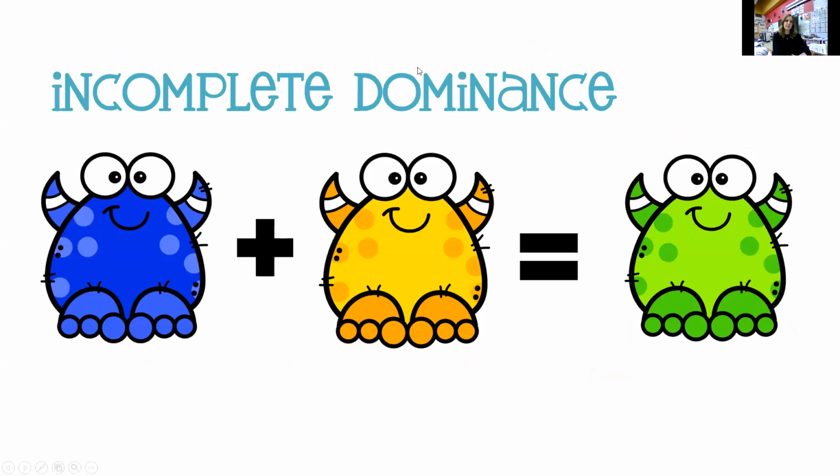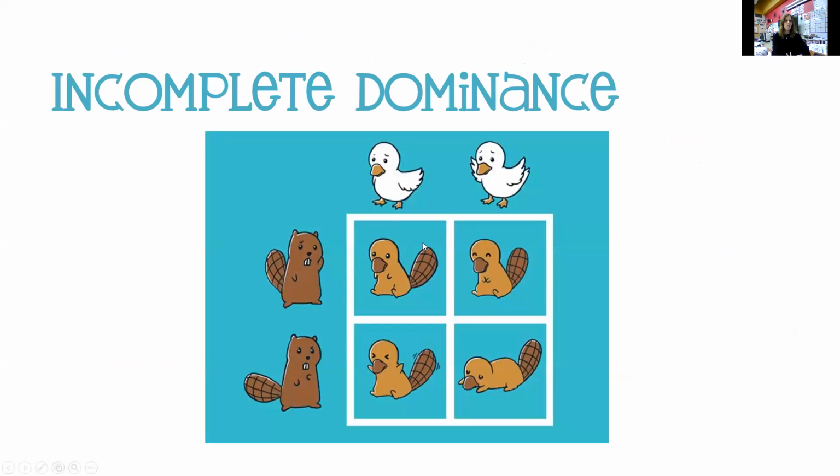Okay. So for example, with our monsters like we did before, with complete dominance, we bred a blue to a yellow and got yellow. In codominance, we bred a blue to a yellow and got blue and yellow. In incomplete dominance, I breed a blue to a yellow and I get green because blue and yellow makes green. Or if we want to look at it this way, duck plus beaver equals platypus. They're blended together.